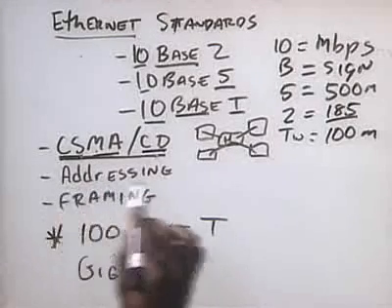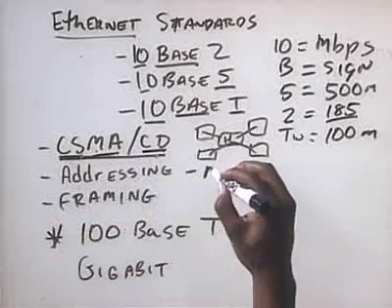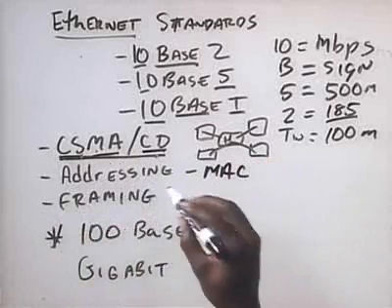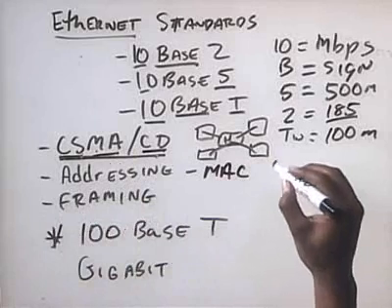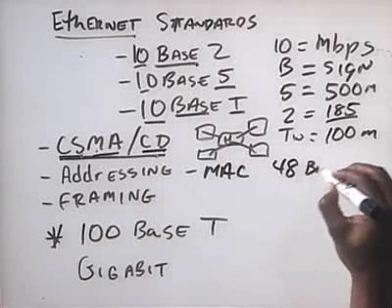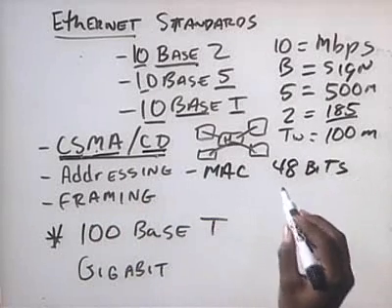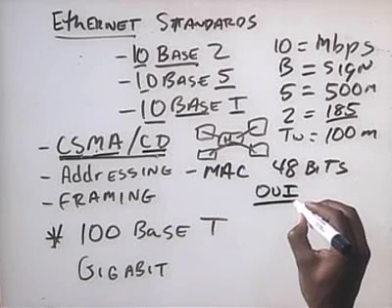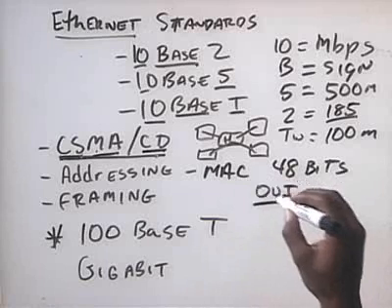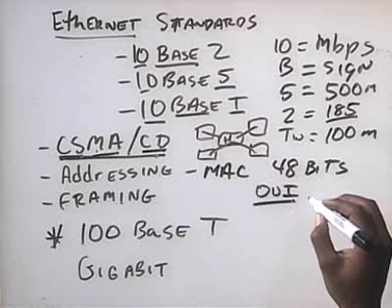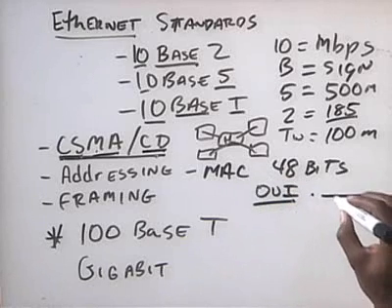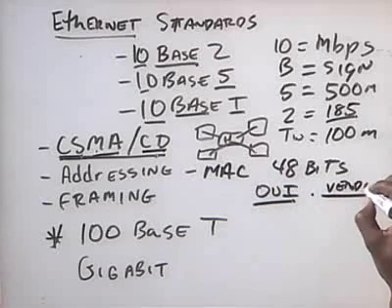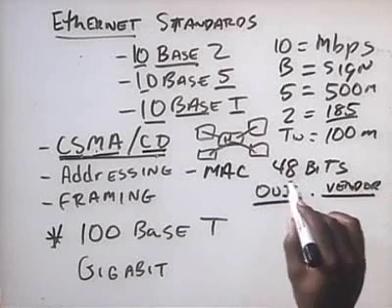Then we've got the addressing for Ethernet. This is done with MAC addresses. MAC addresses are made up of 48 bits, and there are two portions to the MAC address. There's the OUI, or Organizationally Unique Identifier. That's the first portion of the MAC address. And then there's the vendor assigned portion of the MAC address that would accommodate the 48 bits.